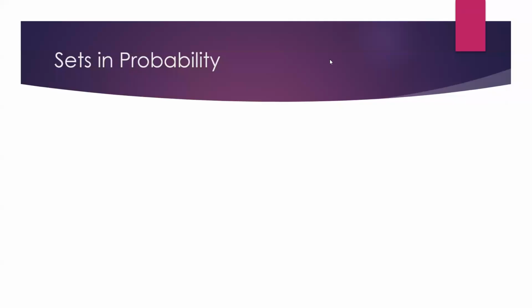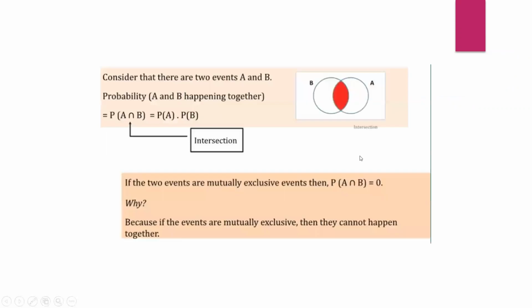Hello all. Let us now discuss sets in probability, marginal probability and conditional probability. First, let us try to understand about sets in probability. So this you might have seen in your 10th standard, I guess. In set language, we might have seen these Venn diagrams, right?